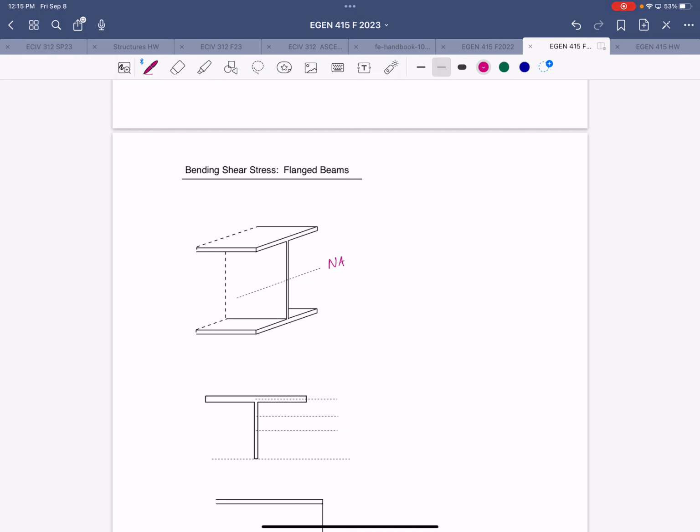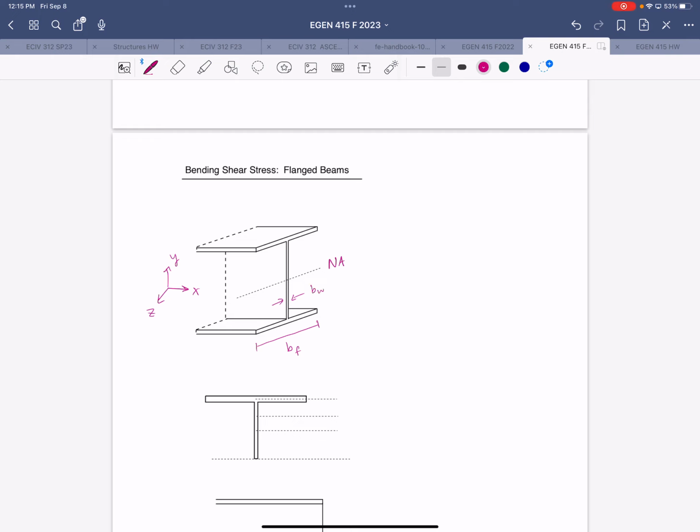All right, so we got the neutral axis at the centroid. We proved that last time, right? And we will align our other axes up here. So we got X along the length, Y, and then Z, like that. All right, so in this cross section, we have a width of the flange, call that BF, and a width of the web, which we'll call BW.